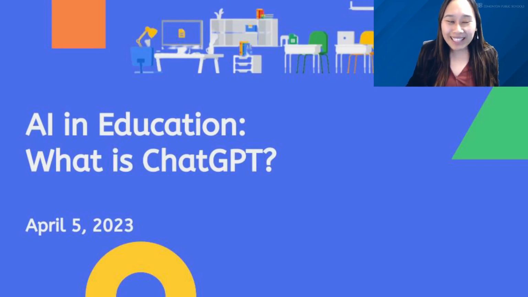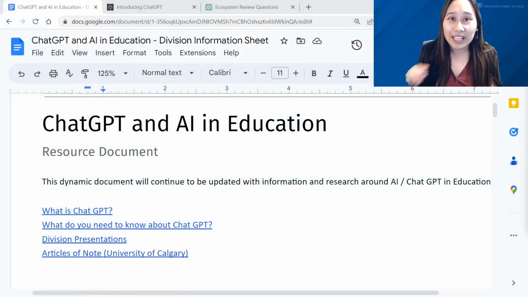So, before we get started right into ChatGPT, I wanted to show you first the information sheet that we've created. This can be found on Connect. If you go on Connect and you search ChatGPT or you search AI in education, you will come across this document right here. And as you can see, it goes through kind of what ChatGPT is, what you need to know, division presentations, and any articles of note.